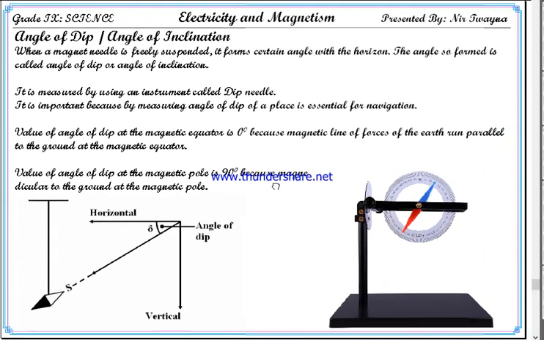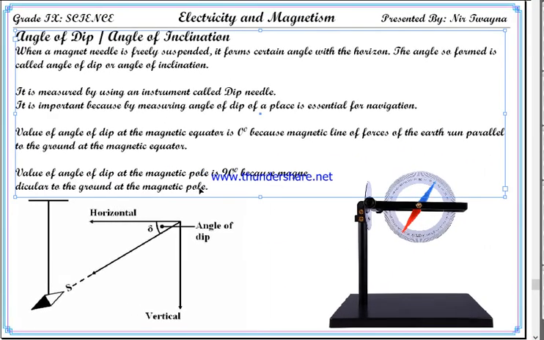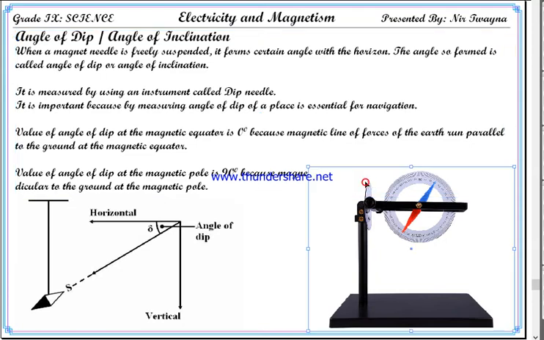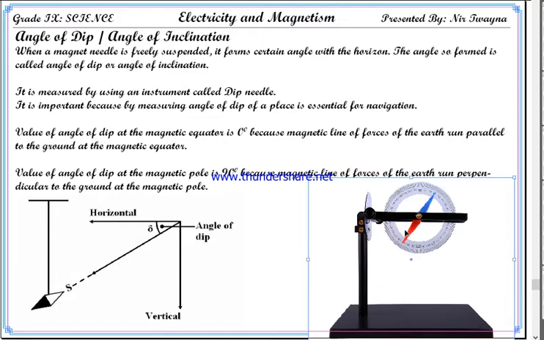Okay, and then value of angle of dip at magnetic pole is 90 degree because magnetic line of force. Because magnetic line of forces of the earth run perpendicular to the ground at the magnetic pole. यतिमा के confusion?